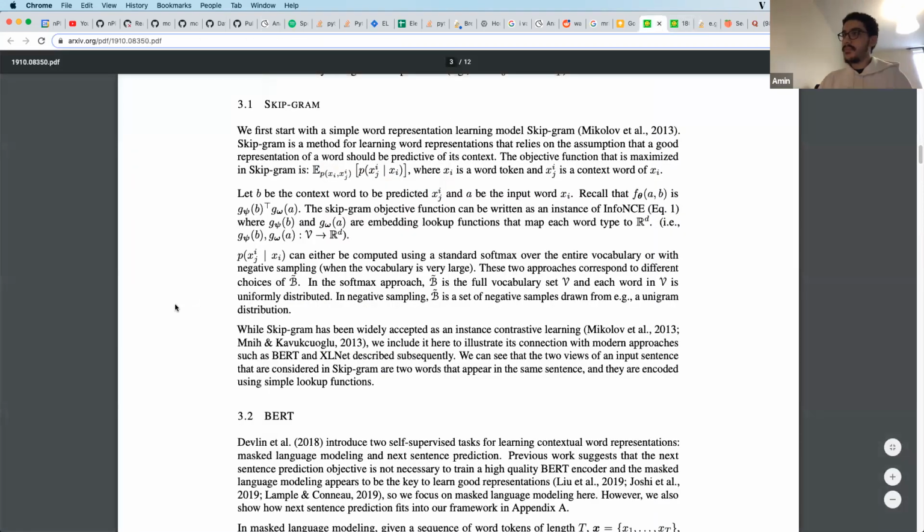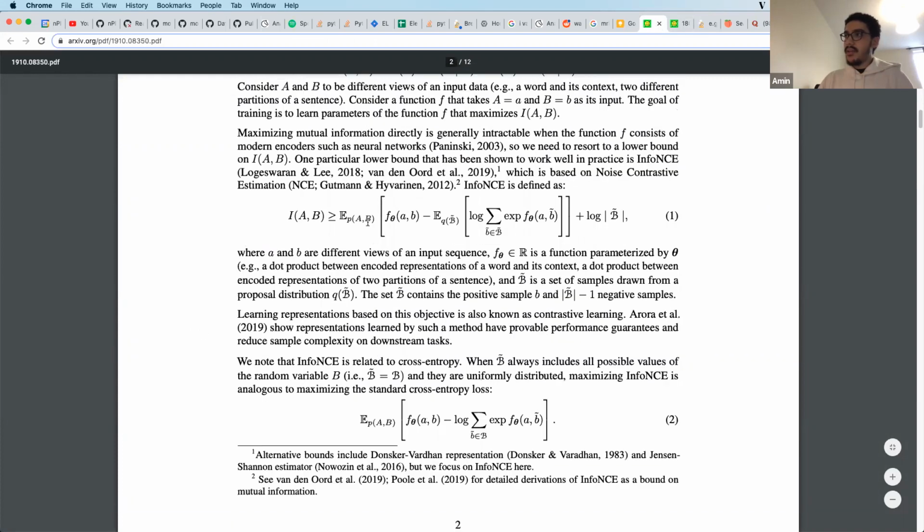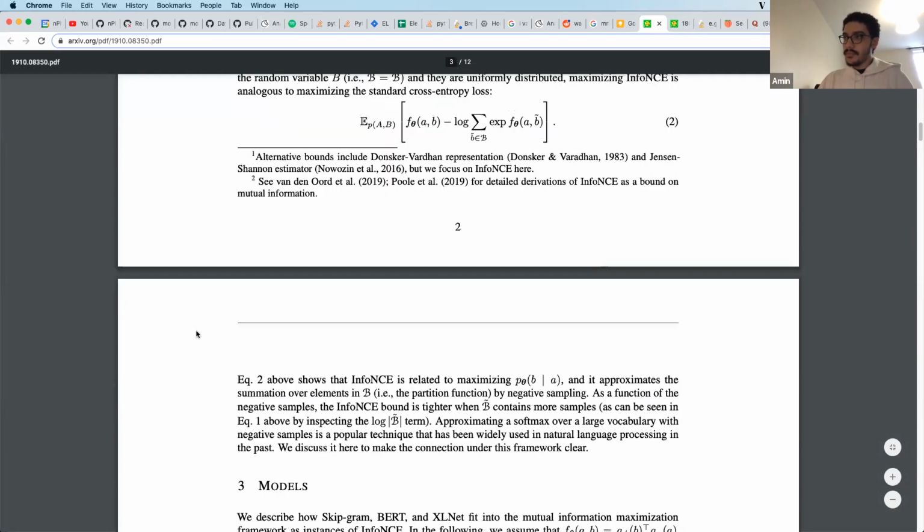So by simply defining g of phi and g of omega here as the embedding lookup functions, as we saw before, you can see how it fits into this framework.